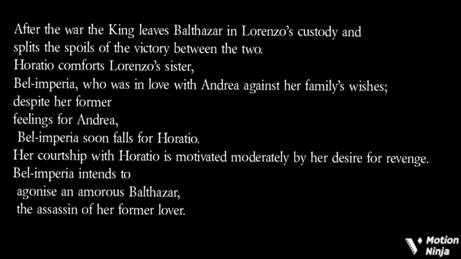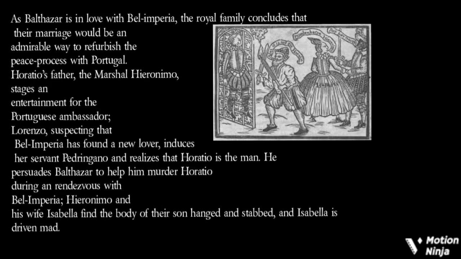Her courtship with Horatio is motivated partly by her desire for revenge. Bel-imperia intends to torment an amorous Balthazar, the assassin of her former lover. Later, as Balthazar is in love with Bel-imperia, the royal family concludes that their marriage would be an admirable way to restore the peace process with Portugal.